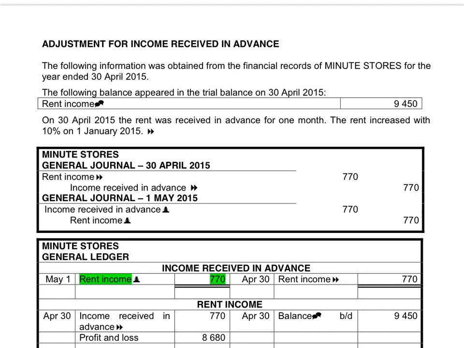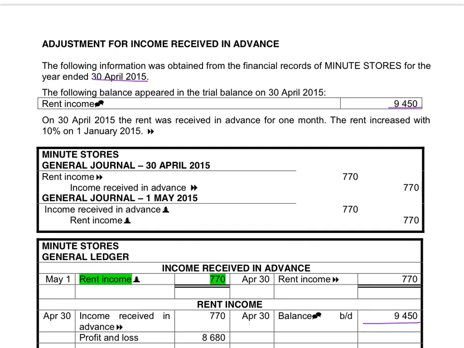Good afternoon. We will pay attention to income received in advance. The end of the financial year is 30 April 2015, so the beginning of the financial year is 1 May 2014. In the trial balance, the rent income account has a balance of 9,450. This amount appears on the credit side because every time money was received, bank was debited and rent income was credited.